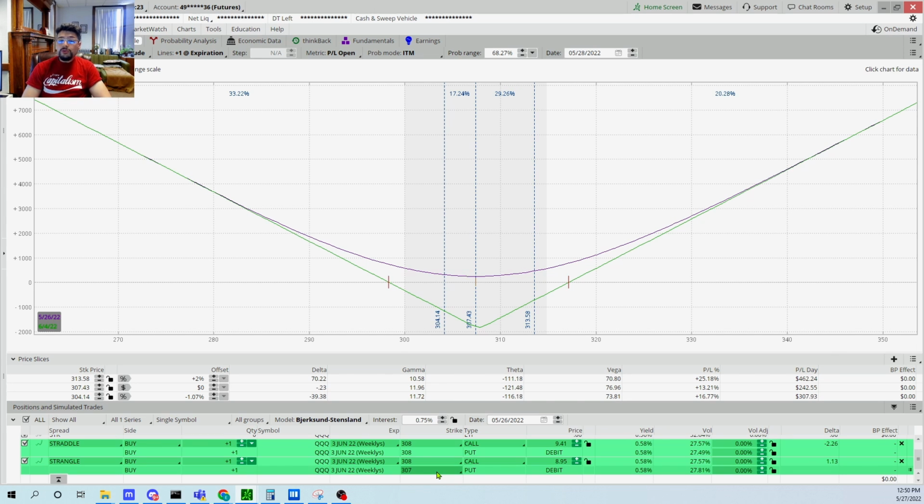All of these positions do need to have a predetermined area where you exit them. That's how you can also determine whether or not it's worth putting the trade on to begin with. You may ask yourself, well, how am I even going to know that?